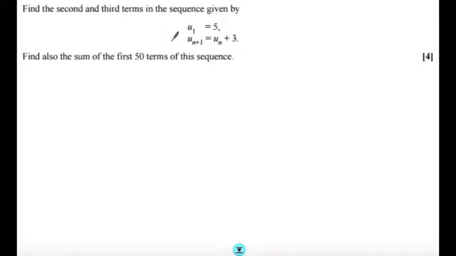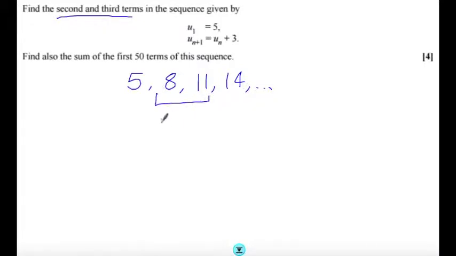So what this means is, if you're at the nth term, if you want the n plus 1th term, i.e. the term after that, you take your term and add 3. So for example, if u1 is 5, u2 is going to be u1 plus 3, so that would be 8. So 5, 8, 11, 14, etc. So first of all, find the second and third terms of our sequence. So the second and third terms would be 8 and 11, so that's u2 and that's u3.